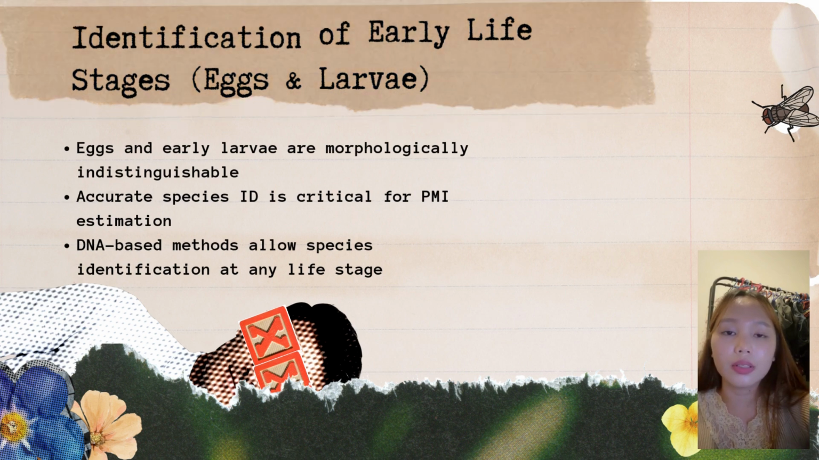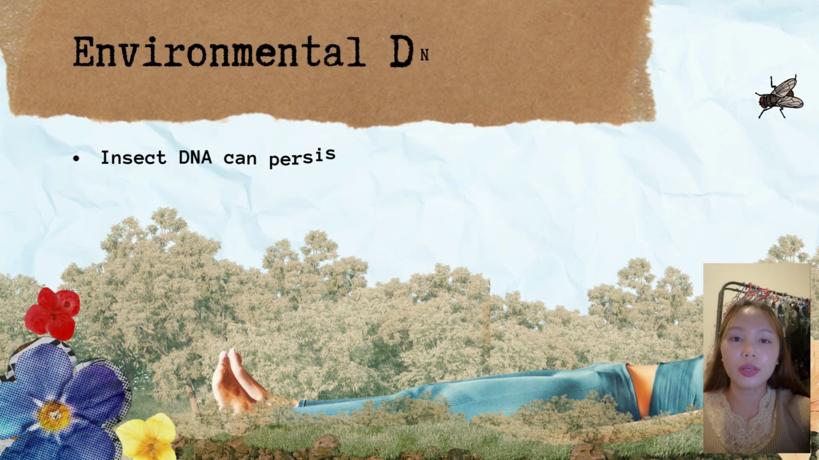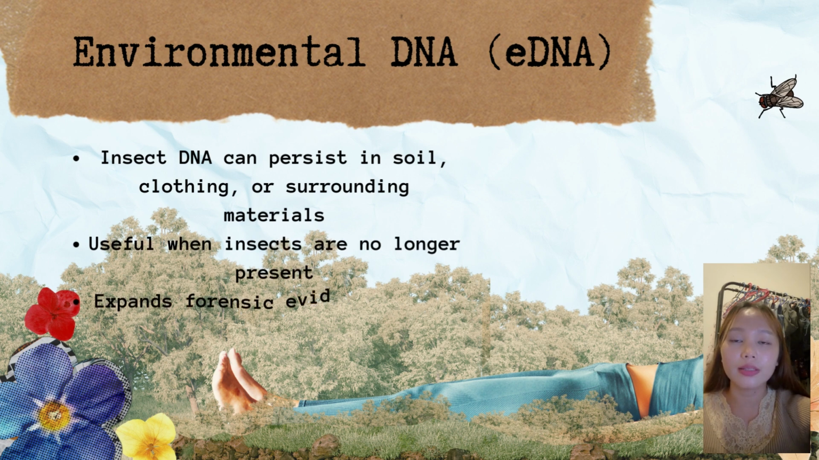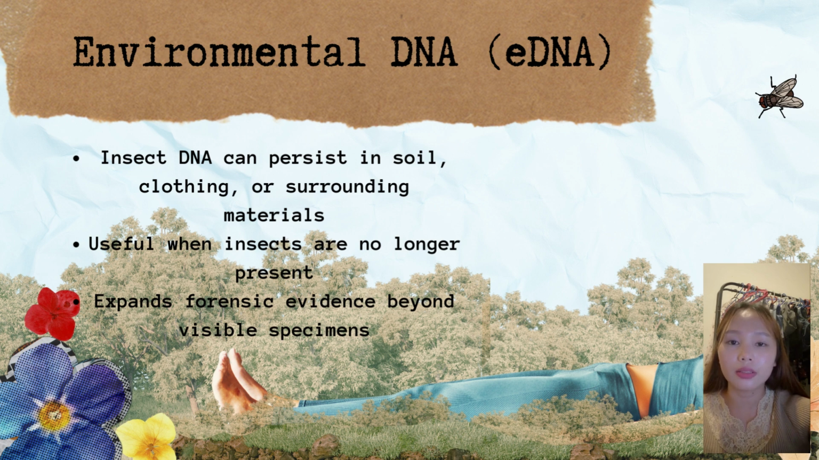insect developmental stage. DNA metabarcoding also enables the analysis of environmental DNA, or eDNA. This refers to the DNA traces left behind by insects in materials such as soil, clothing, or the surrounding environment. In cases where insects are no longer present at the scene, eDNA can still provide valuable forensic information. This approach expands the scope of forensic entomology beyond direct insect collection and allows investigators to reconstruct past insect activity at the crime scene.